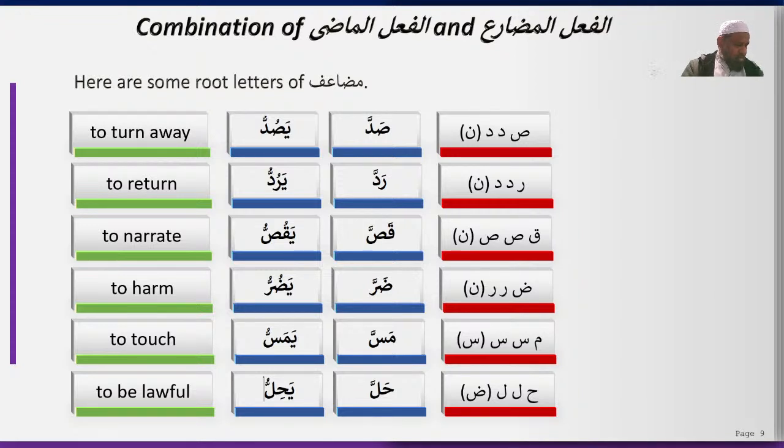I can write rule number 1. Remember, rule number 1 is only applied in الفعل الماضي and only the first 5 sigas. That means غائب 5 sigas. مفرد مذكر غائب, مثنى مذكر غائب, جمع مذكر غائب. Number 4, مفرد مؤنث غائبة, and مثنى مؤنث غائبة.